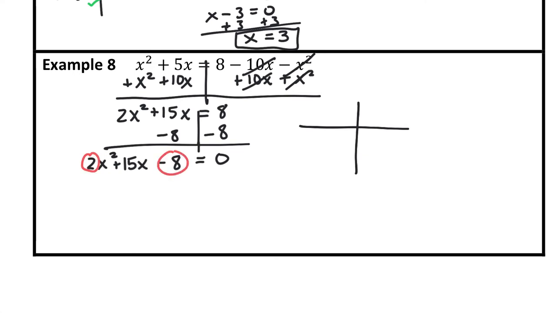So we're multiplying 2 times negative 8, that's negative 16. And we're looking to multiply here. And then the plus 15 is what we're looking to add. So two numbers that multiply to give me negative 16 and then add to give me 15. So that's 16 times negative 1 gives me negative 16. And 16 plus negative 1 gives me positive 15.